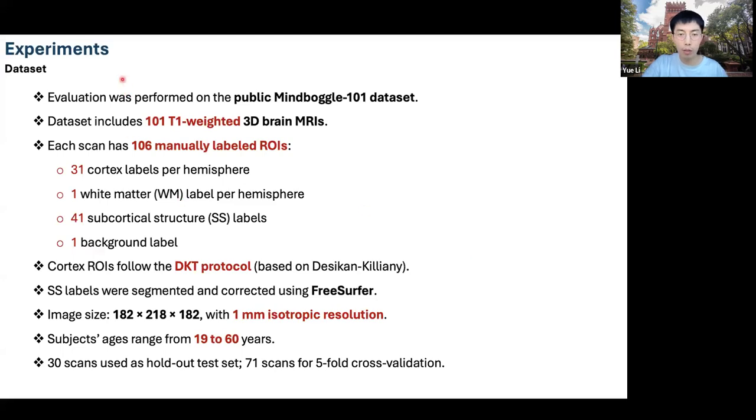So this is the experiment data set. The authors tested their method on the public Mindboggle 101 data set, which has 101 T1 weighted brain MRIs with very detailed manual labels, including 31 cortex labels per hemisphere and 2 white matter labels, including left and right white matter, as well as 41 subcortical structures. And they divide this data set into a 30-case test set and a 70-case training set, which was used to train the model with 5-fold cross validation.